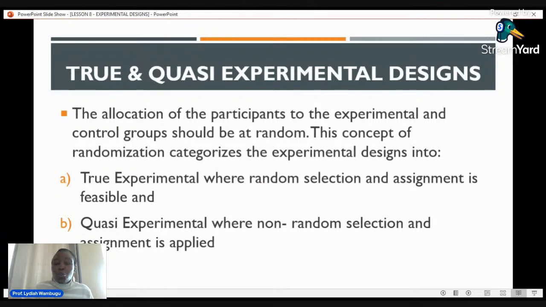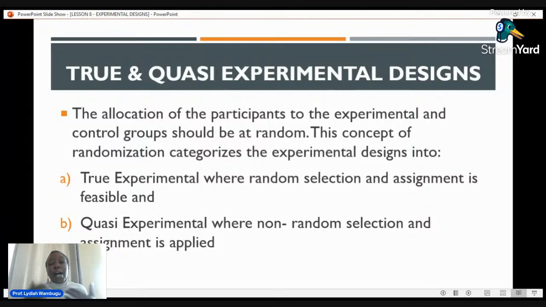It's only that they don't know. And both groups will get similar treatment because there is something we call placebo that we are going to discuss in our next lesson. So true experimental, which is done in labs, is mainly done by people in natural science, because they are able to select their sample and randomly assign them to either experimental or control. And even when we are writing the designs, and you will see when we are discussing them, for true, we normally add the capital R to show that randomization is feasible.